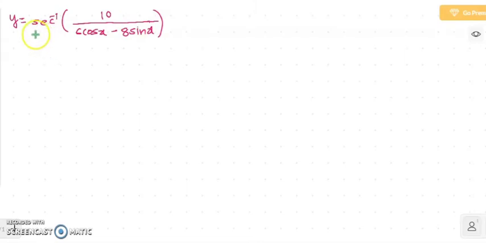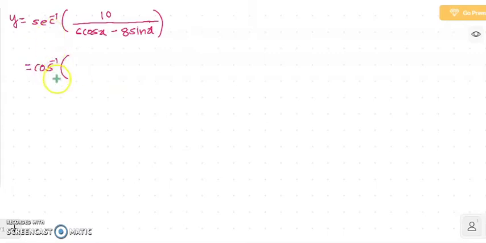Differentiate with respect to x, y is equal to sec inverse of 10 upon 6 cos x minus 8 sin x. Now this example is slightly different because we don't have cos inverse or sin inverse. We have sec inverse here. So what we shall do is we shall convert this into cos inverse at first. That's the first thing I have to do.